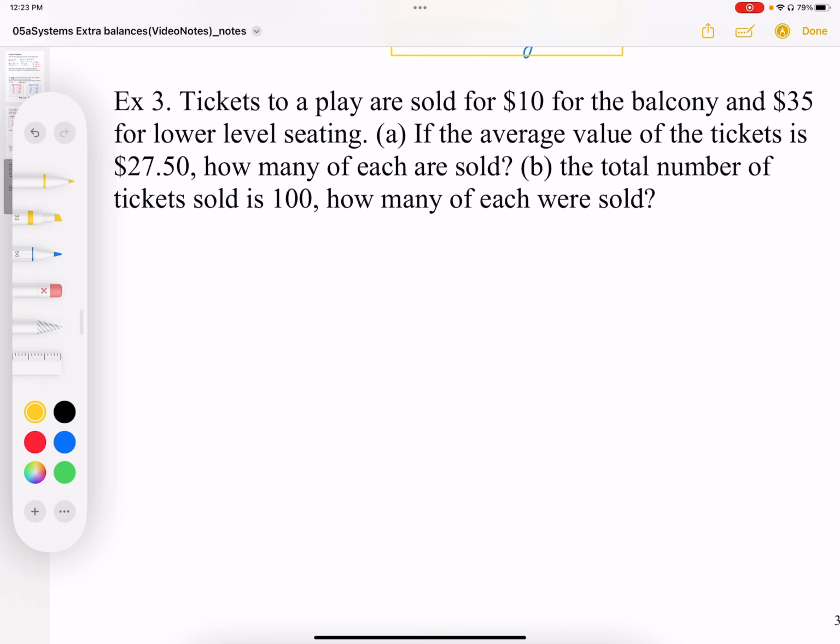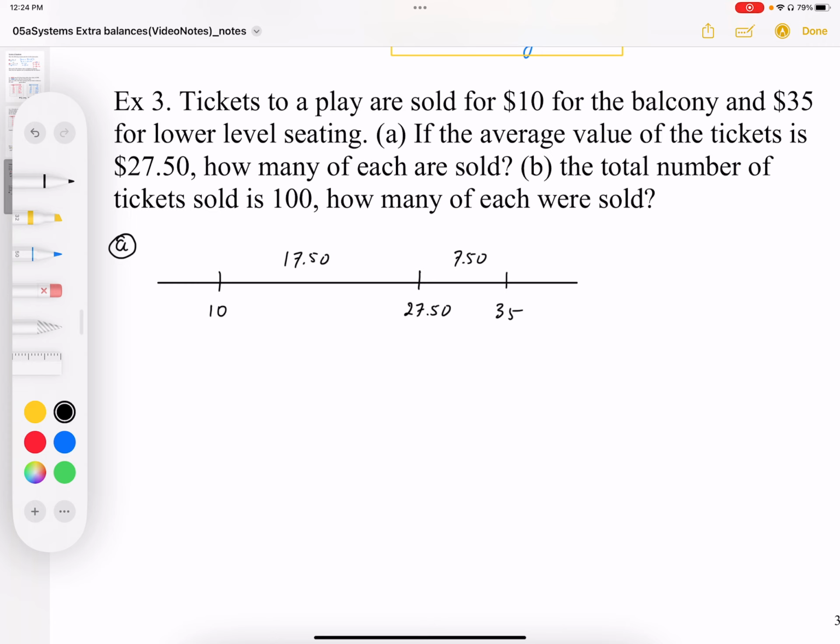Okay, so for part one, we can't really tell exactly how many tickets are sold. We can only give the answer as a proportion. So for part A, we have our $10 tickets, we have our $35 tickets, and the average value was $27.50. Okay, so we have $7.50 between here and here, and we have $17.50 between there and there. And we can just determine our proportion based on these numbers.